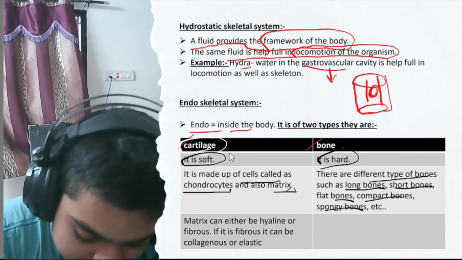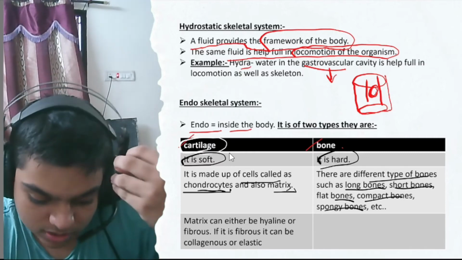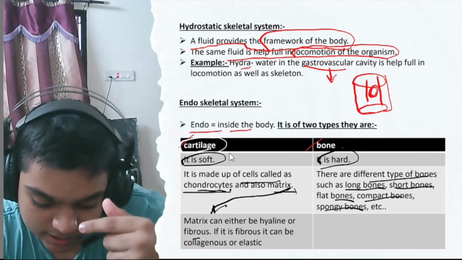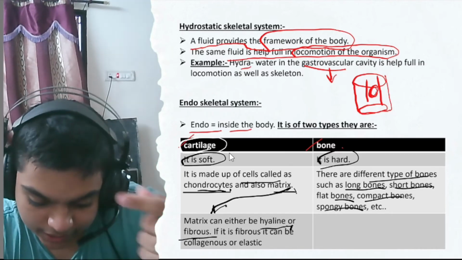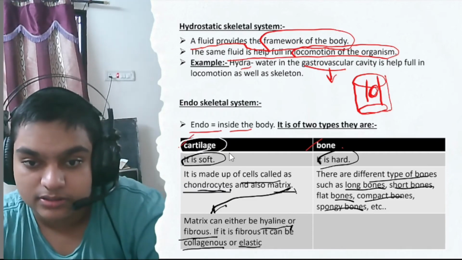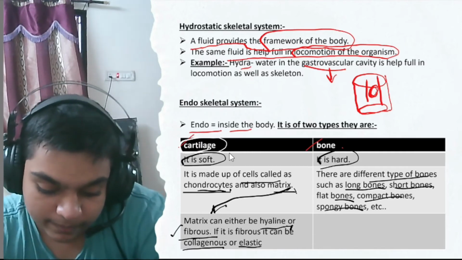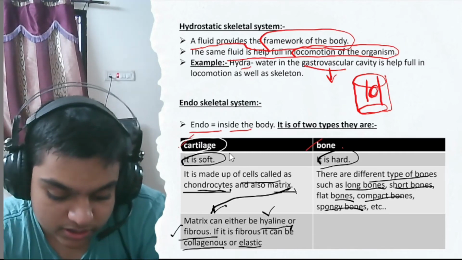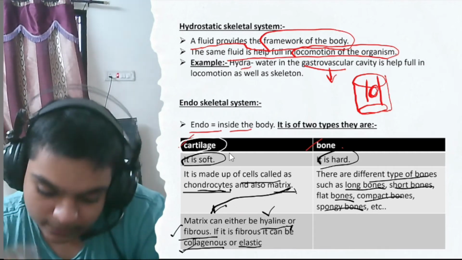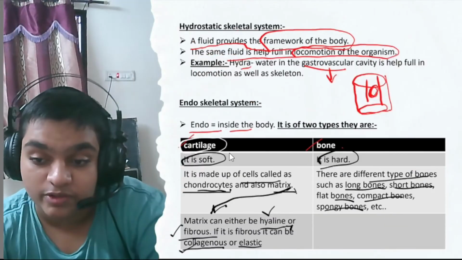Now coming to matrix. As I said, it is made by chondrocytes. This matrix can again be of two types. One is fibrous or hyaline, and it can also be collagenous or elastic cartilage matrix. We will be discussing this in animal diversity. So I hope you understood the difference between these two.